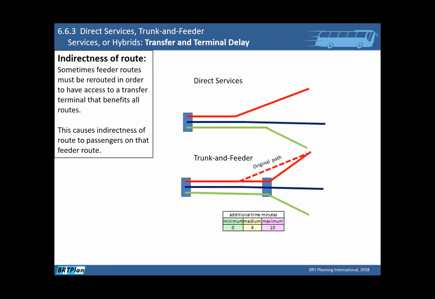Okay. So another thing you have to factor in when you're considering the advantages of trunk feeder or direct service is the indirectness of route. Now, sometimes, because you're only going to probably build one transfer terminal and you're not going to build 5 of them, the feeder routes are going to leave your trunk corridor in slightly different locations than one another. And you're going to have to reroute them to a transfer terminal in a common location. And that's going to cause some indirectness of route for a fair number of passengers.